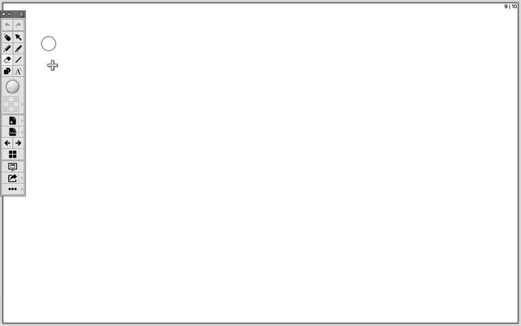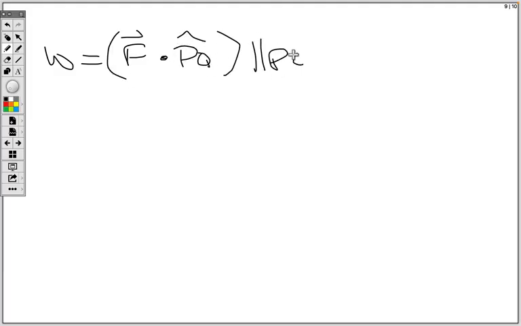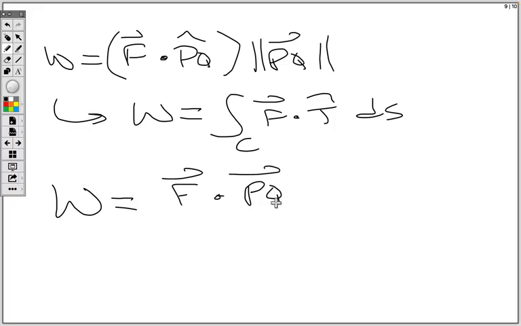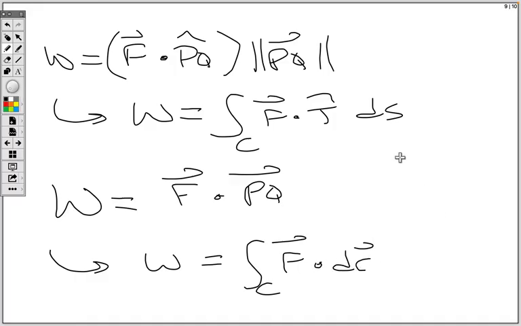So the work that we had developed, F dot PQ hat, magnitude of PQ, is analogous to work being the integral over C of F dot T hat ds. But once you go through and simplify, work is force F dot PQ, that's then F dot dr. Right?